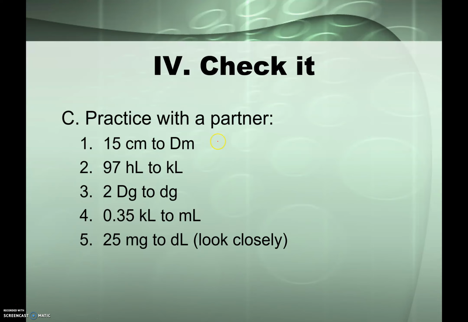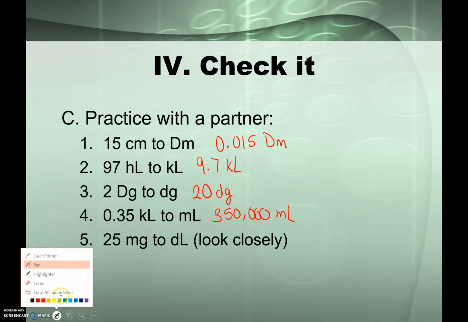So if you go from 15 centimeters to decameters, that is 0.015 decameters. Okay, 97 hectoliters to kiloliters is 9.7 kiloliters. Decagrams to decigrams: 2 decagrams is equal to 20 decigrams. And then 0.35 kiloliters is actually equal to 350,000 milliliters.